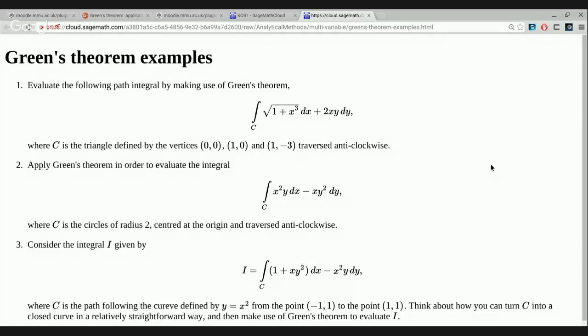So we can consider the related curve D, call this one D, which closes C by going in the straight line, and that straight line has the equation y equals 1 from x equals 1 to x equals -1. So D is this whole curve.